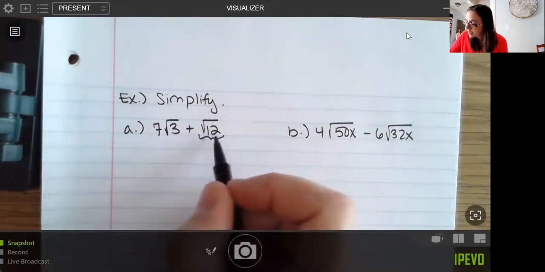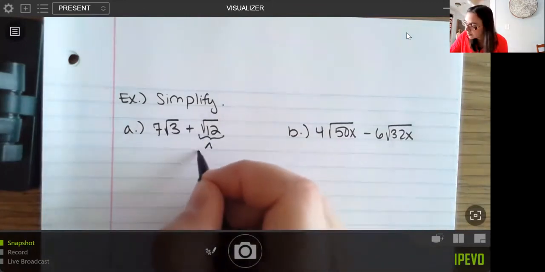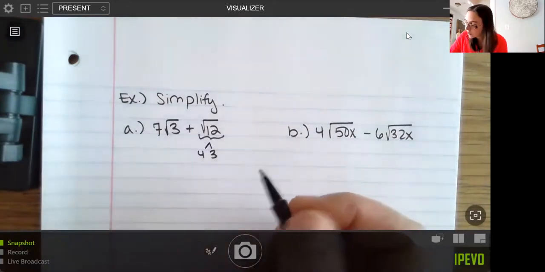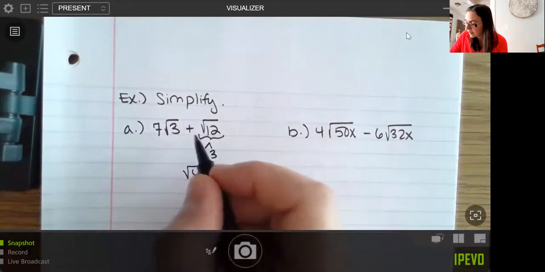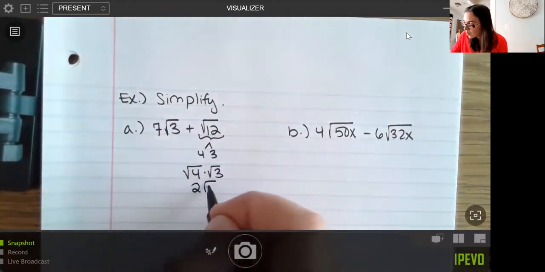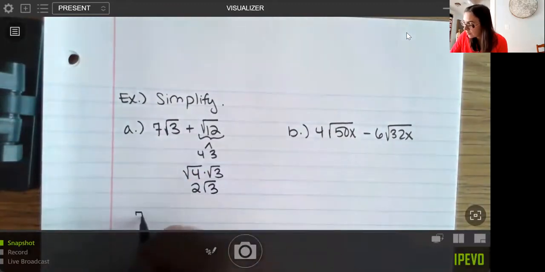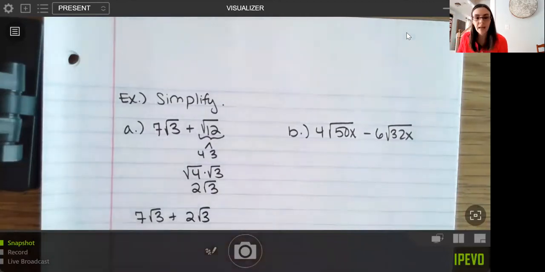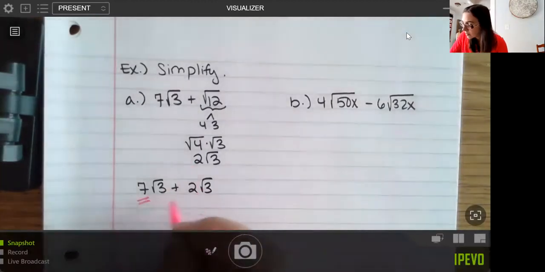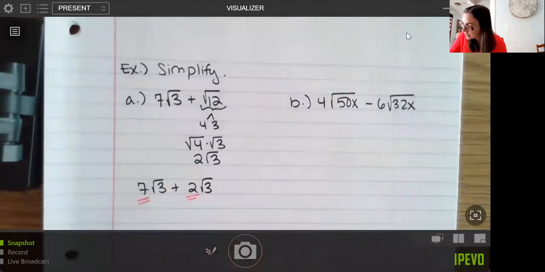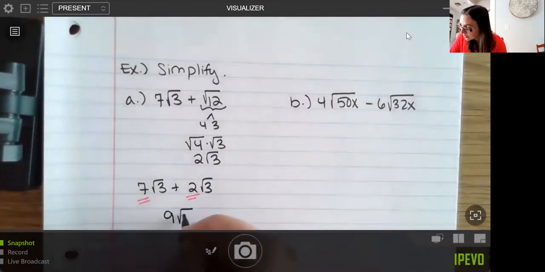Root 12 is the same thing as 4 times 3. So I can rewrite this as root 4 times root 3. And now I can simplify. Root 4 is 2. So my problem actually becomes 7 root 3 plus 2 root 3. And now you can see that you have like roots, or like radicals. So 7 plus 2 is 9, and my answer is 9 root 3.